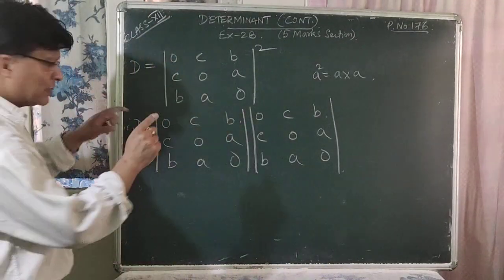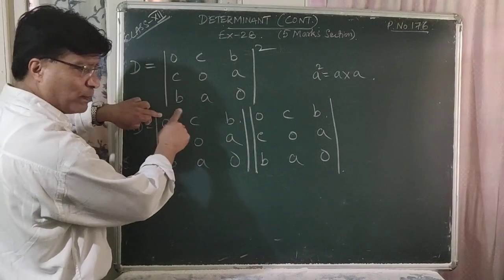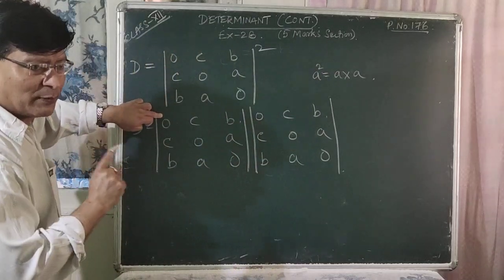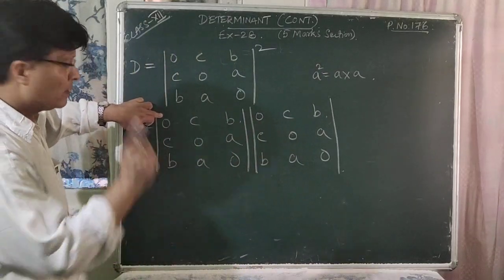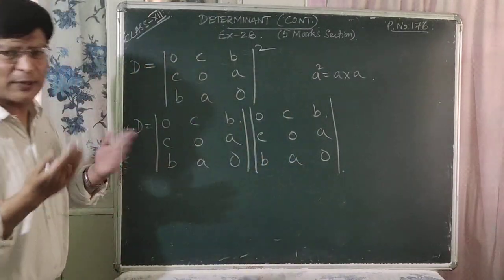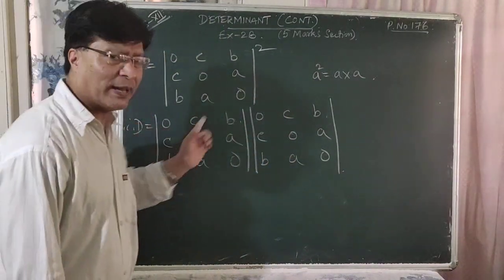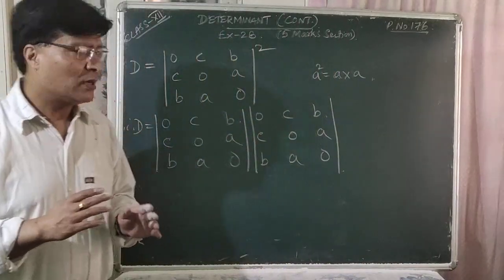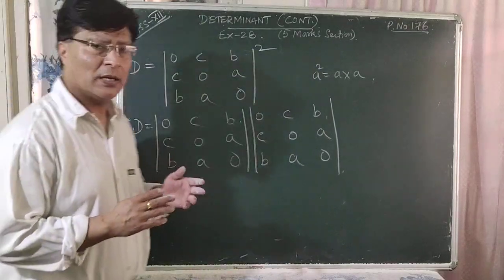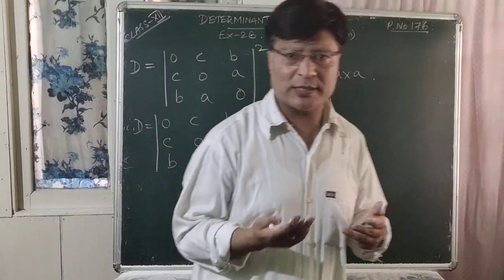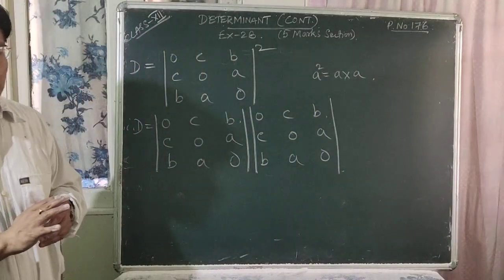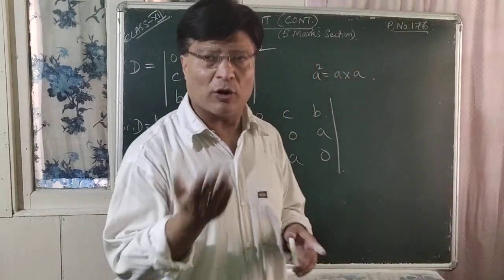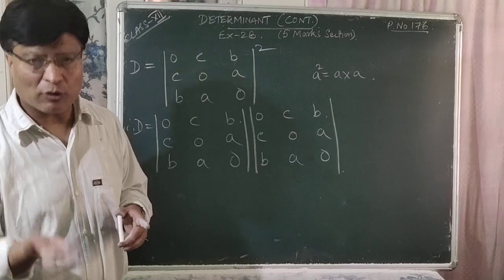Row by row means like this: 0 0 0 plus c into c, c square, plus b into b, b square. That will be the first element of the first row. Again, this row by second row, like that you have to multiply it, or you may multiply row by column also. Let's do row by column always, because in case of matrix, after finishing this chapter, that is determinant, we'll start matrix. In matrix you have to multiply the two matrices. In that case you have to multiply row by column, row by column always.